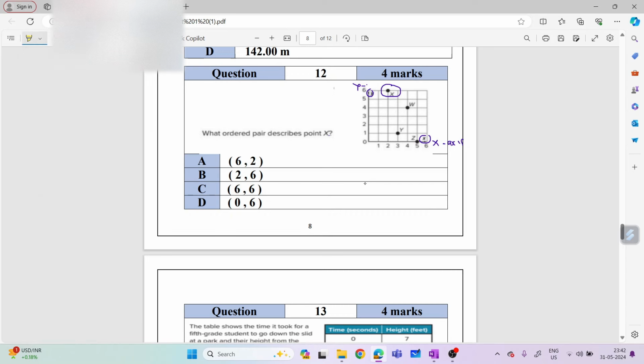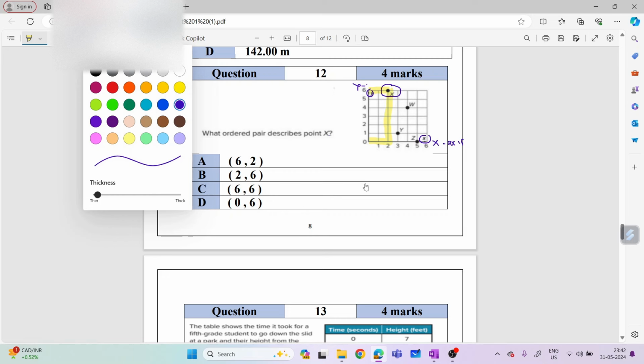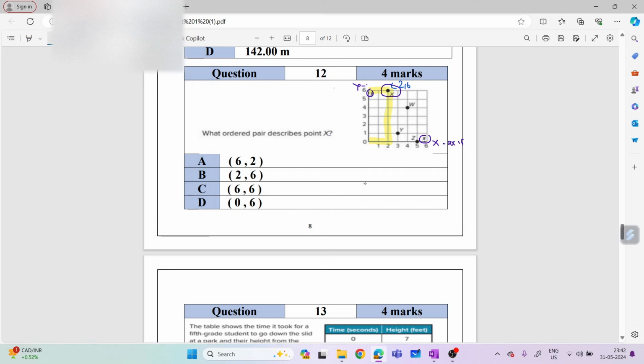You see, from 0, you have to go to 2. From 2, straight line, it is 6. You see, from here it is 6. So this point will be 2 and 6. This point will be x is 2, y is 6. So the answer is this one. Okay, one more.